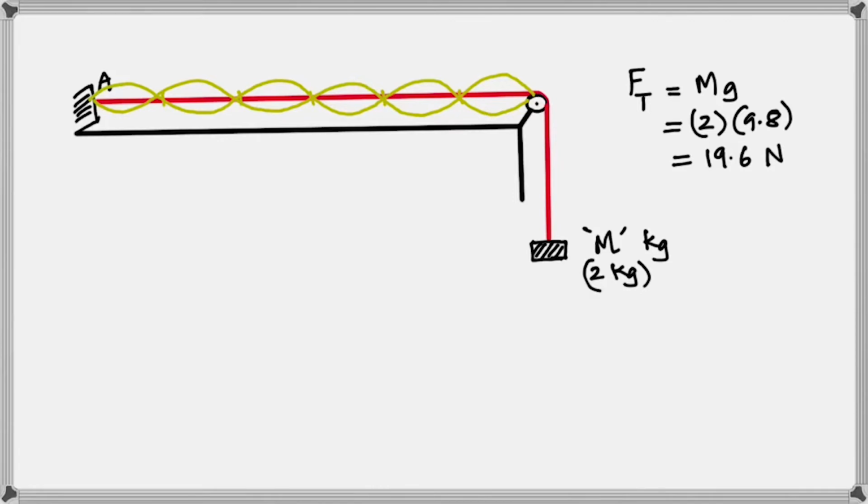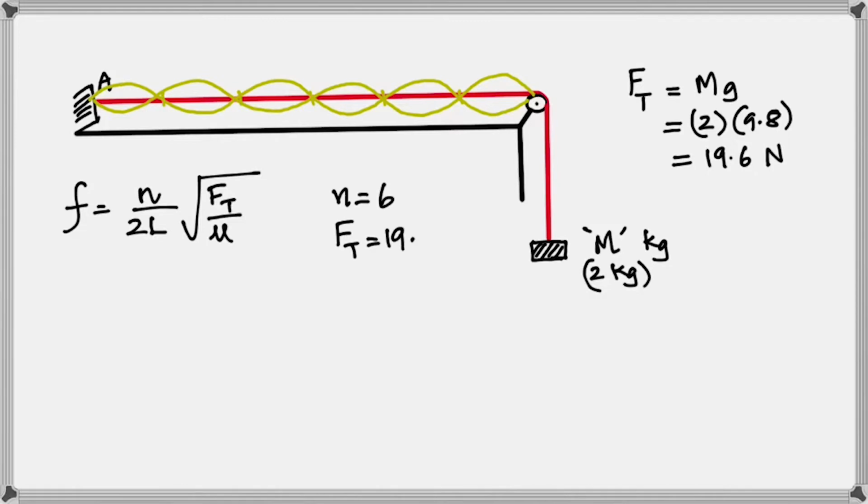All right. So the formula for frequency in this case is F is equal to N by 2 times the length, times the square root of Ft by mu. I'm going to explain the terms. N is the number of segments. In this case, N is equal to 6. Ft we already got is the tension. It's 19.6 newtons.